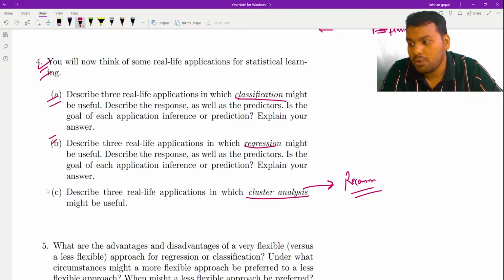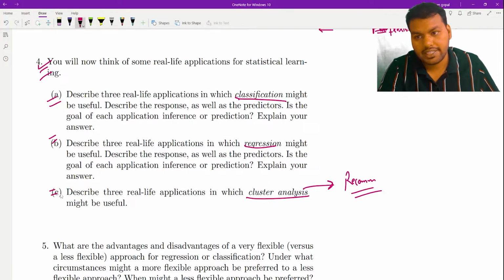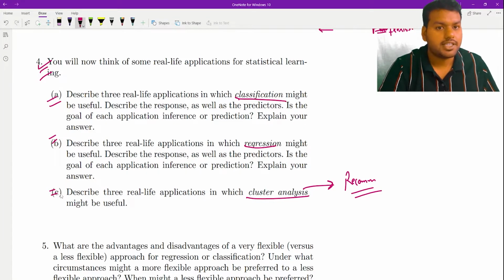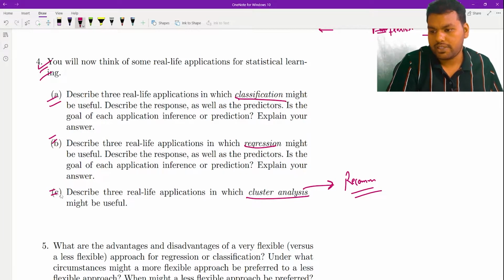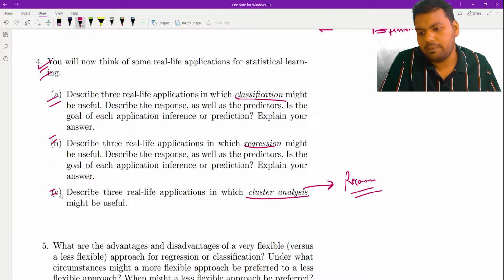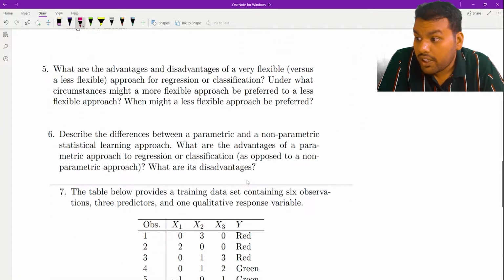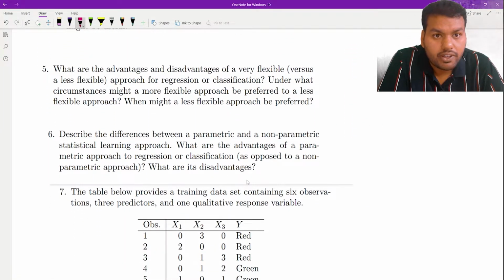If you have any doubt, or an example you can't classify as classification, regression or cluster, then just post it in the comment section, so that people and I can give a reply there. That will be very helpful for others also. Moving to the next question, question number 5: what are the advantages and disadvantages of a very flexible approach for regression or classification?